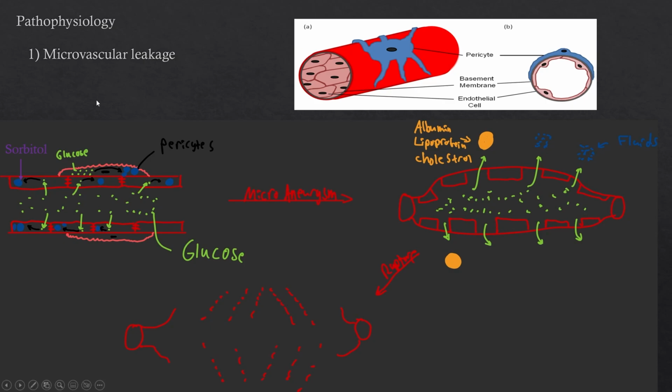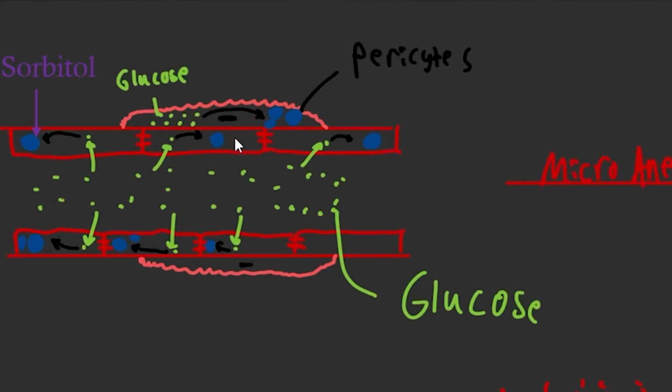So if we zoom in over here, we could see the tight junctions between the endothelial cells. So this is a picture showing the capillary, okay? And we have tight junctions present over here. Now, the role of this tight junction is to prevent leakage of any fluids, okay? And it's supported by structures known as pericytes. So let's take a look up here.